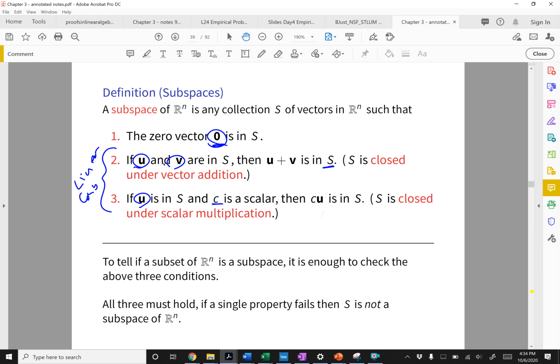So technically you don't need that first one if you understand that the scalar could be 0 here. But it's important for us to check, so they put it as its own criteria to make sure we check and make sure it's there. So if we have problems where we're trying to figure out if something is a subspace, then all we need to do is to check these three things. So that's what it says right here. We just have to check the above three conditions, and all of them have to hold for it to be a subspace.